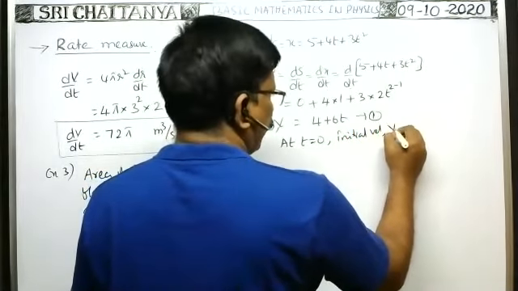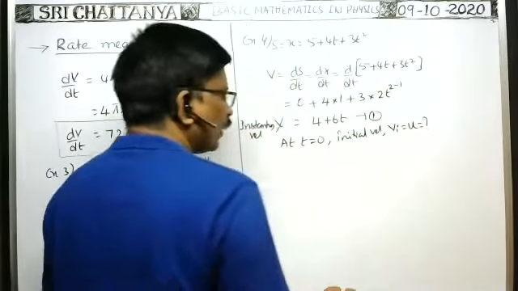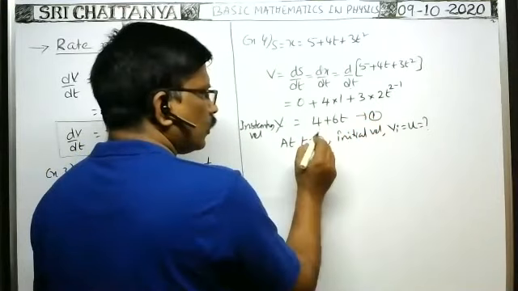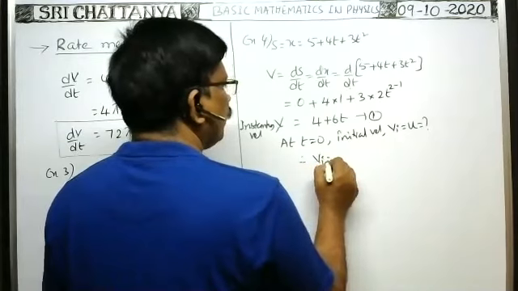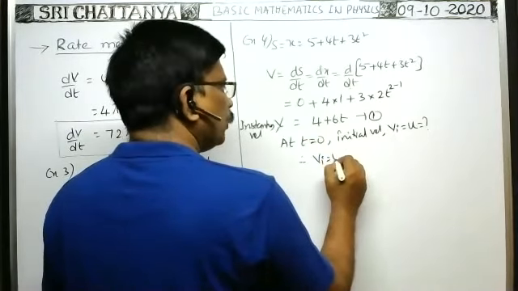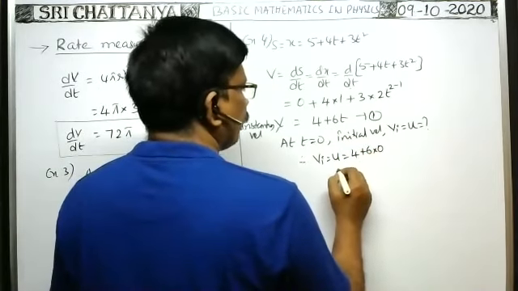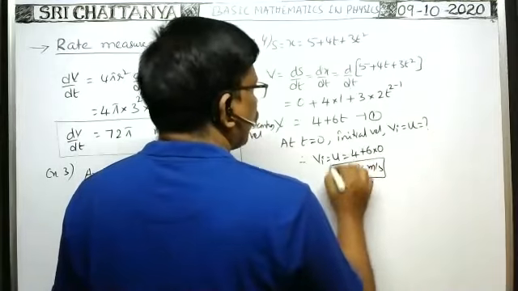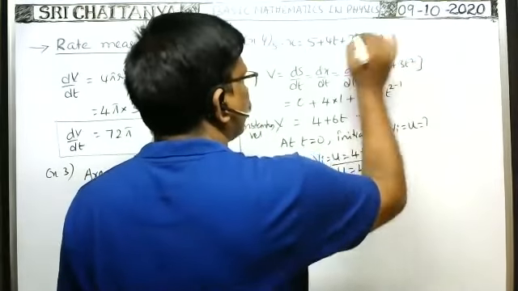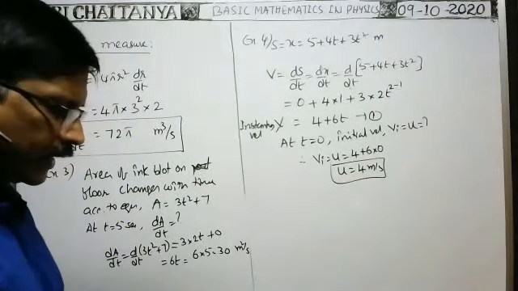Initial velocity vi, generally we represent initial velocity with u. For initial velocity, we have to note t = 0. Writing t = 0, initial velocity vi = u = 4 + 6 into 0. Therefore initial velocity is 4 meter per second, because displacement is given in meters. So initial velocity is 4 meter per second.